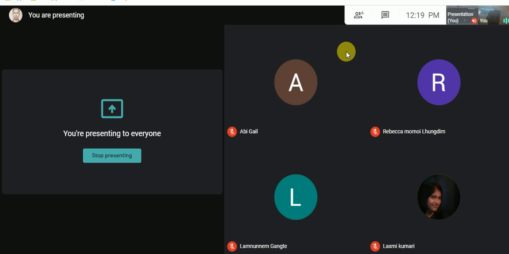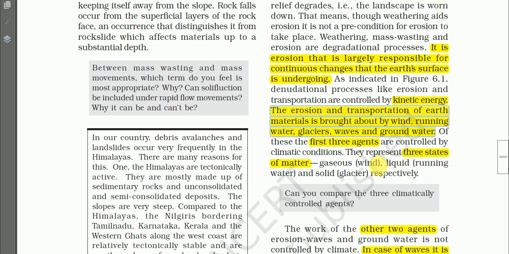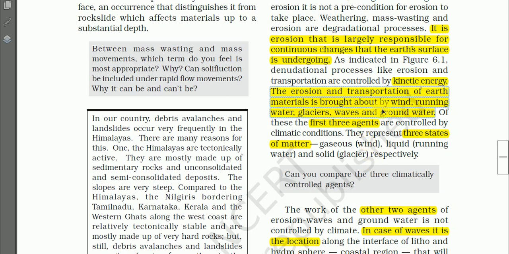If you don't have, then let me continue. The erosion and transportation of earth material is brought about by wind, running water, glaciers, waves and groundwater that we have learned earlier. Out of these different geomorphic agents, the first three, that is wind, running water and glaciers, are controlled by climatic conditions. These three agents represent three states of matter: wind represents gaseous matter, running water liquid, and glaciers solid respectively.